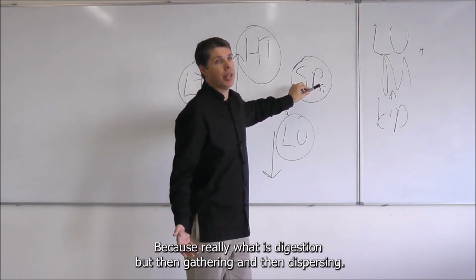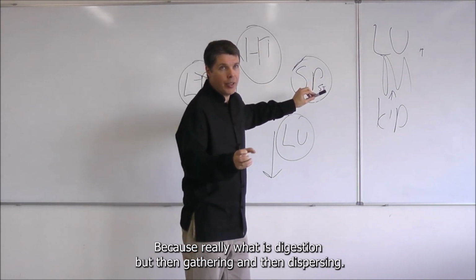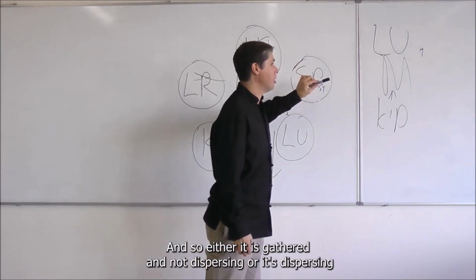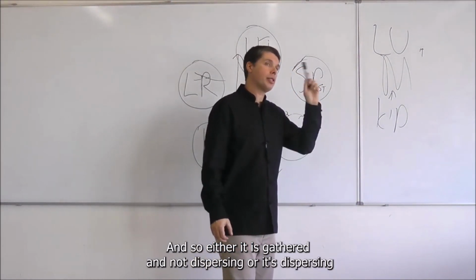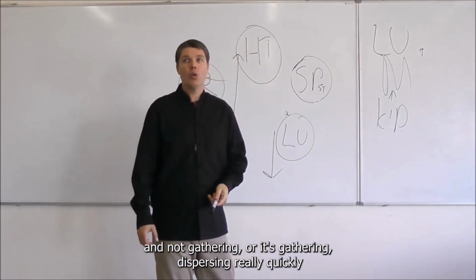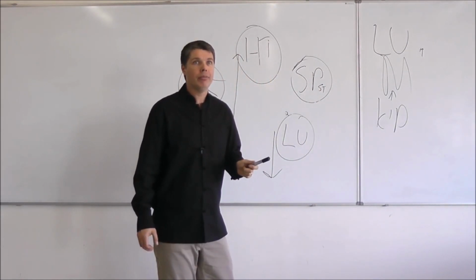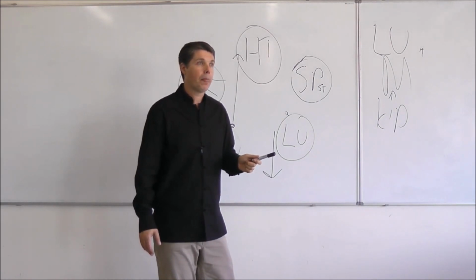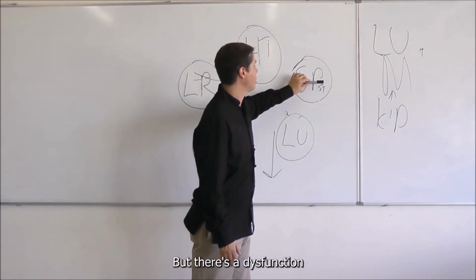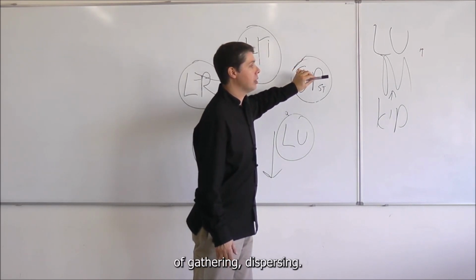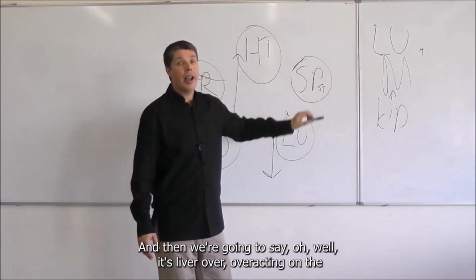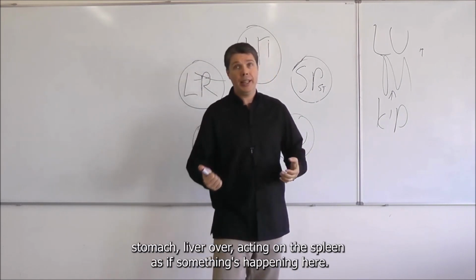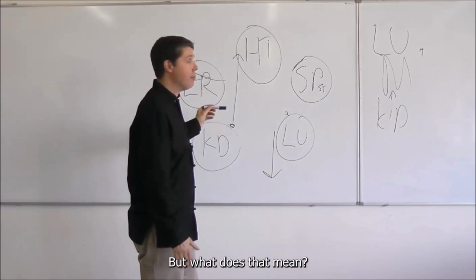Because really, what is digestion but gathering and then dispersing? Either it is gathered and not dispersing, or it's dispersing and not gathering, or it's gathering and dispersing really quickly so that you end up going 5, 6, 10 times a day. But there's a dysfunction of gathering and dispersing. And then we're going to say, oh, well, it's liver overacting on the stomach, liver overacting on the spleen, as if something's happening here. But what does that mean?